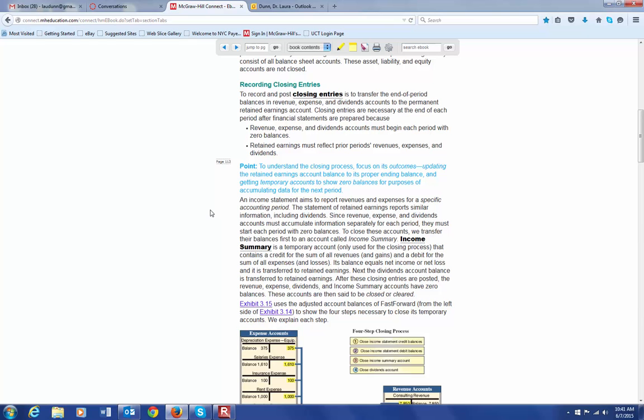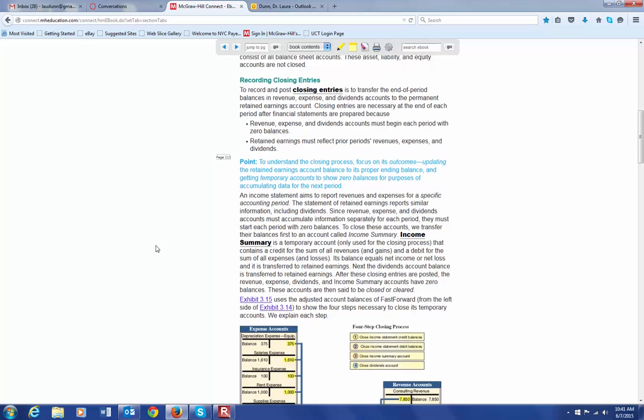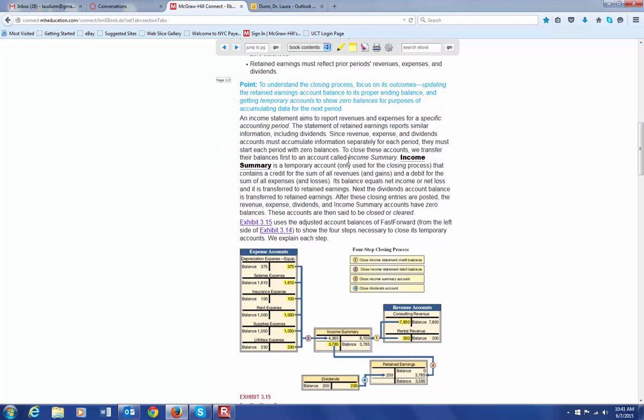So, an income statement is trying to report revenues and expenses for a specific period, whereas the statement of retained earnings reports similar information including dividends. Since the revenue, expense, and dividends accounts accumulate information separately for each period, they have to start each period with a zero balance. Now, the way we close those accounts is we transfer their balances to an account called income summary. Income summary is also a temporary account. We're only using it for the closing process.